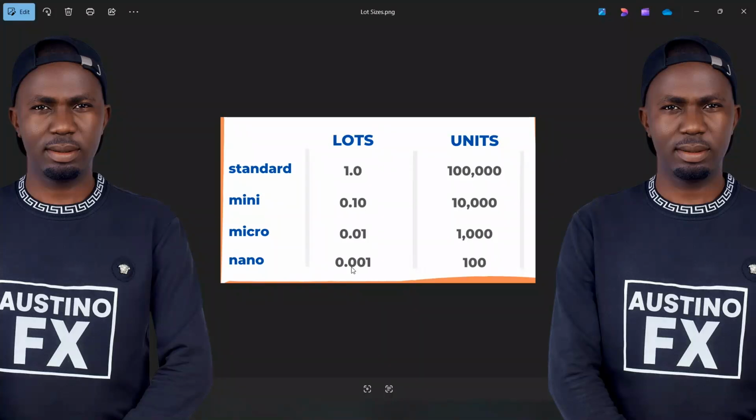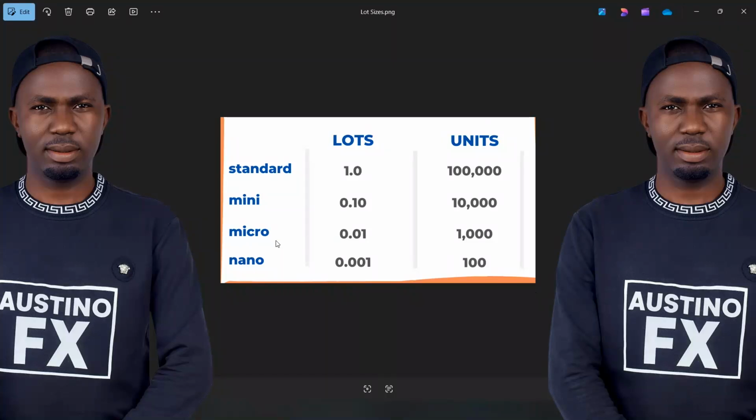Nano is the lowest lot size, which is 100 units. I believe that so many forex brokers are not even making use of this nano because I think they start from micro. The next one we have is the micro lot size, which has 1,000 units. We have the mini lot size, 0.10. The micro lot size is 0.01, right? Like I said, the nano is 0.001, which is 100 units. And many brokers are not using nano.